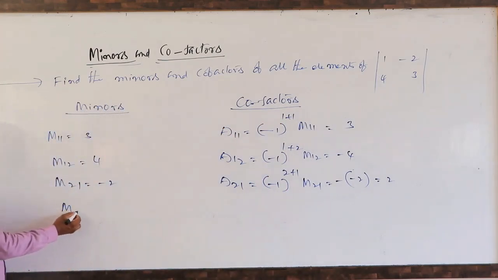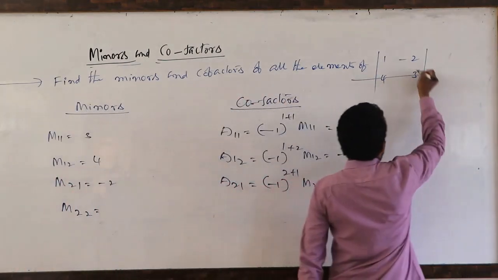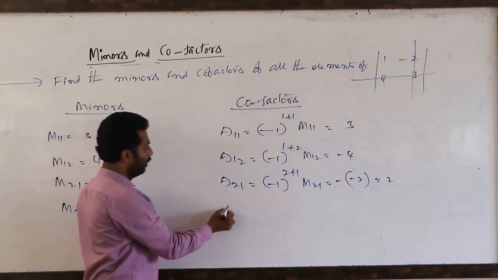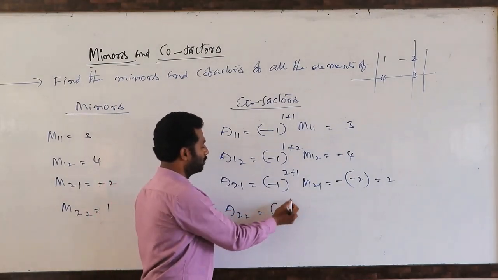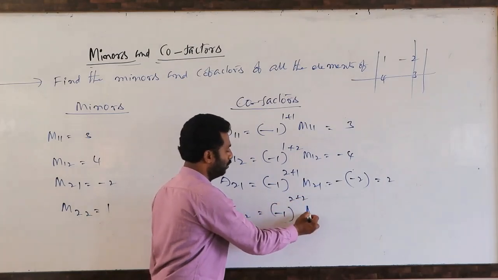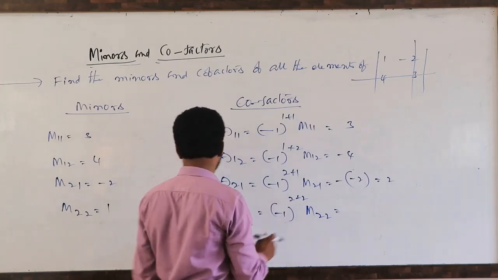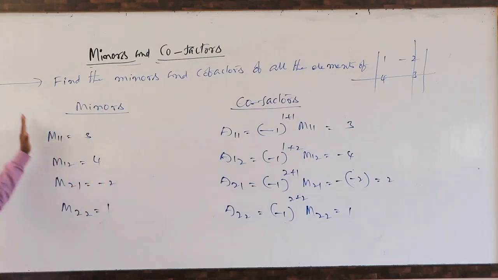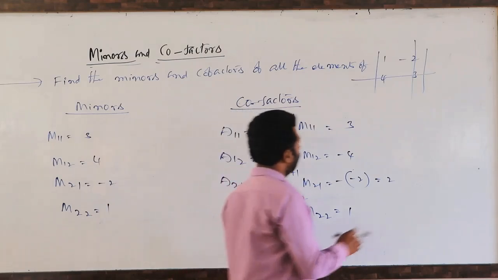Next, the minor of the second row, second column element, that is 1. Then what is the cofactor of the second row, second column element? Minus 1 whole power 2 plus 2, that is M22. Anyhow, this is 1, M22 means 1. So, these are the cofactors, these are the minors.